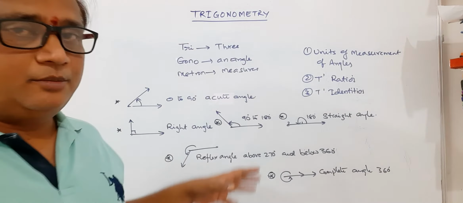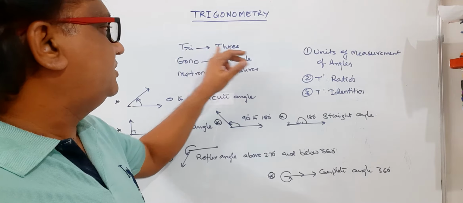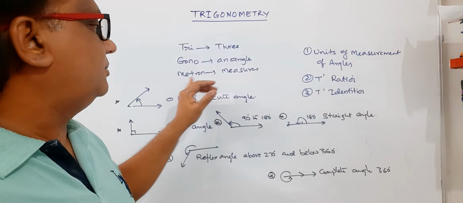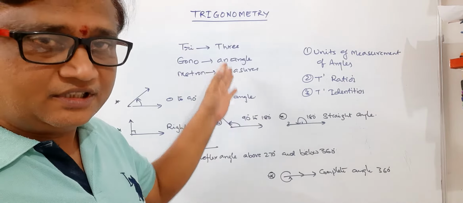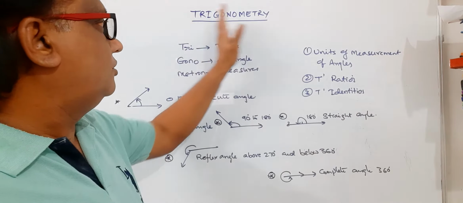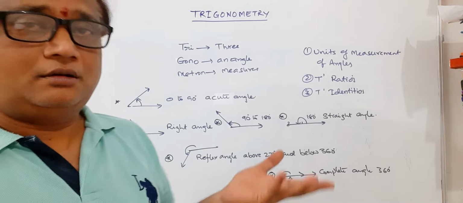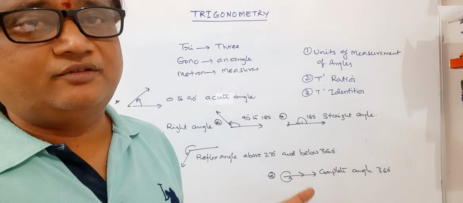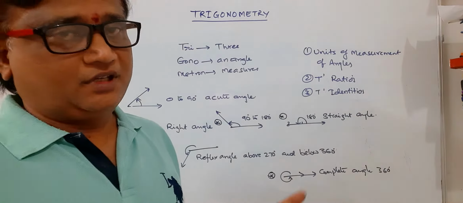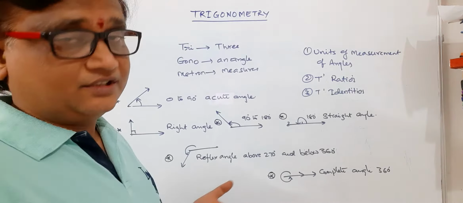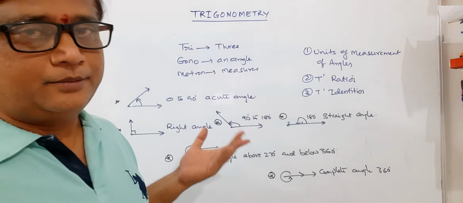So first of all, trigonometry. Trigonometry means tri means three, gono means an angle, and metron means measurement. These are the Greek words. So trigonometry, gono means angles. So what is the angle and what is straight line, points and everything? You know that already. In sixth and seventh classes we learned. So just recap all the angles.